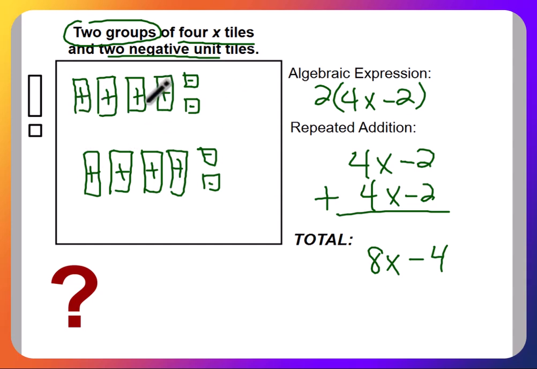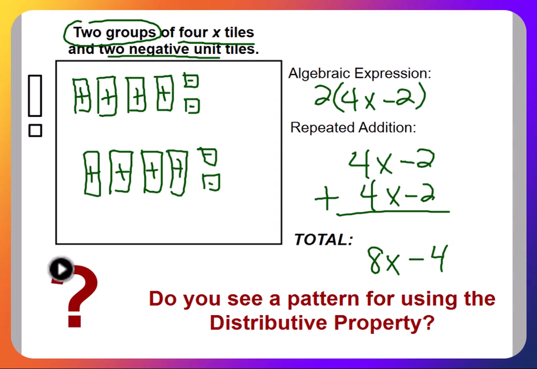Is that what the model is showing? Do we have 8 x tiles? Yes, we do. Do we have 4 negative unit tiles? Yes, we do. So now, do you see the pattern for using the distributive property? If you take this algebraic expression, what did we do to turn it into this total down here? What did we do to get this down here? Two groups of 4x minus 2. How did we get 8x?